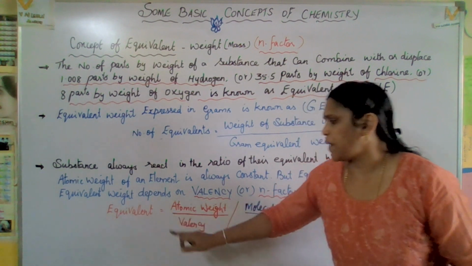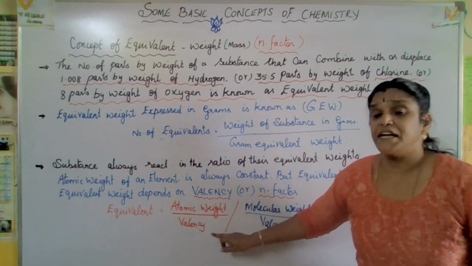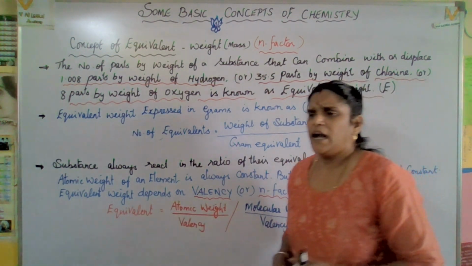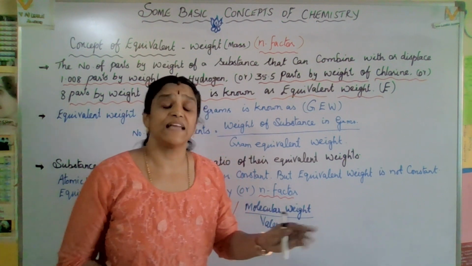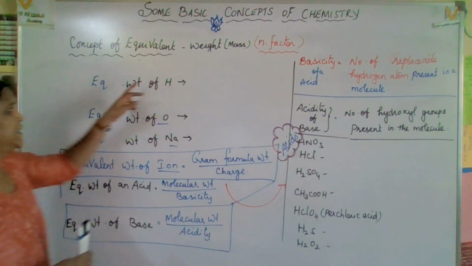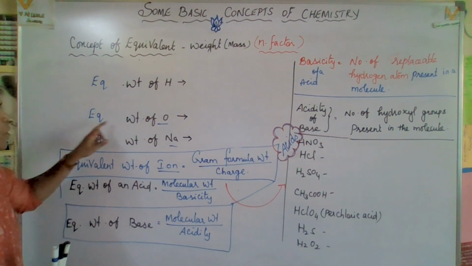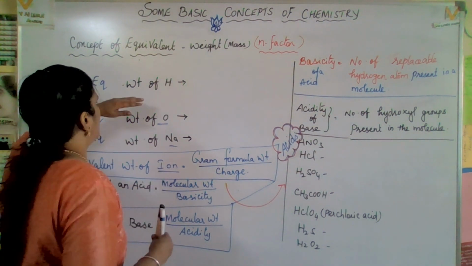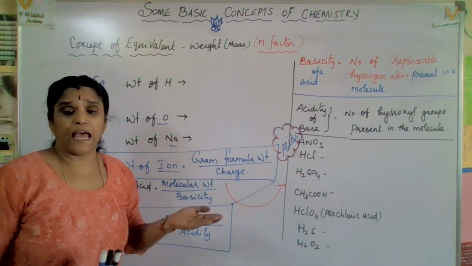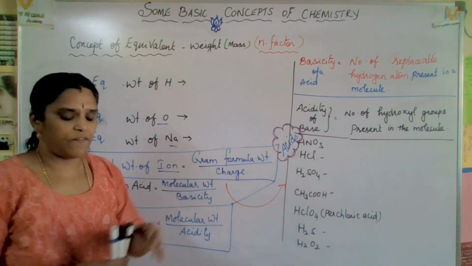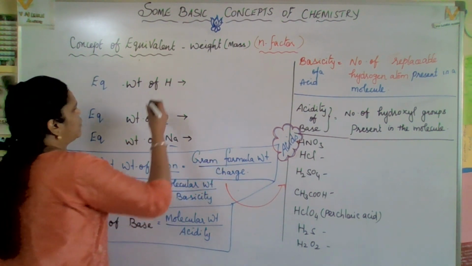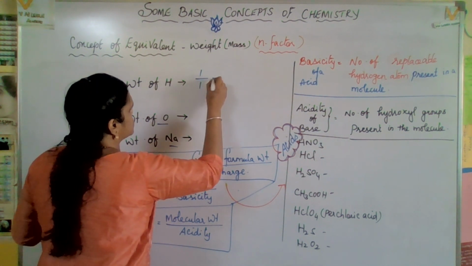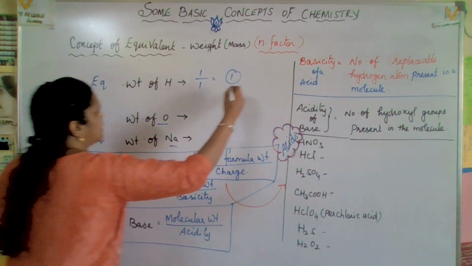So equivalent weight is equal to atomic weight by valency, and for molecules, molecular weight by valency. Okay, now hydrogen. What is the N factor of hydrogen? Let us check the equivalent weight of hydrogen, oxygen and sodium. The equivalent weight of any element is equal to atomic weight by valency. The atomic weight of hydrogen is 1 and the valency of hydrogen is 1. So the equivalent weight of hydrogen is 1 only.